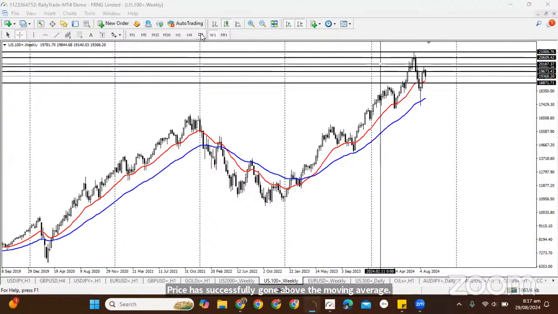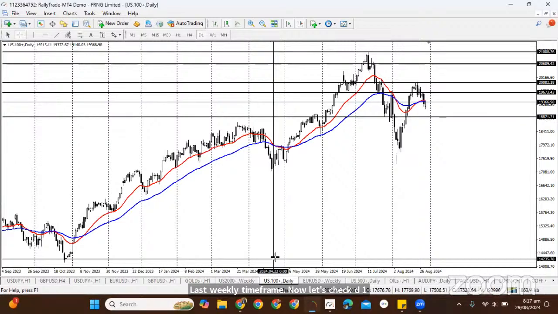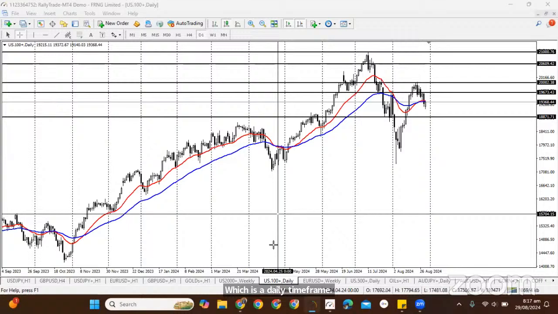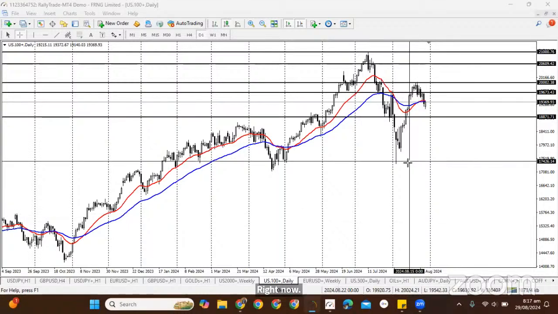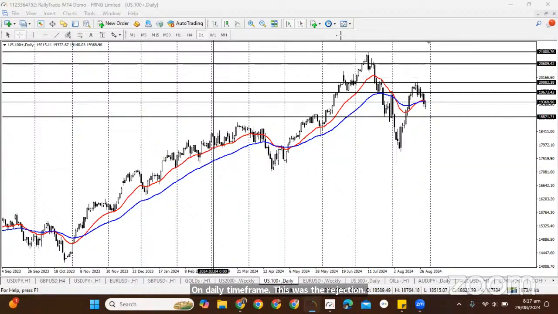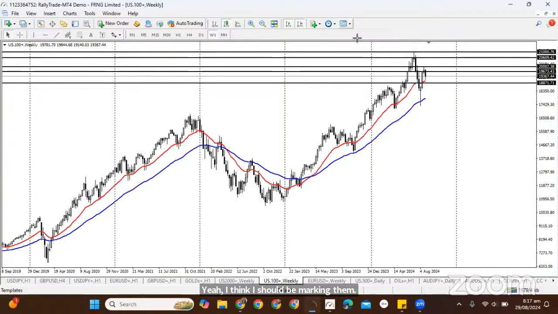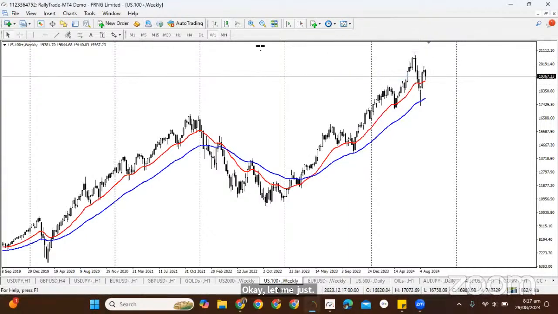That's the weekly time frame. Now let's check D1, which is the daily time frame. Now on the daily time frame, this was the rejection. I think I should be marking them. Let me just do something. Mark, yeah. All right, so weekly time frame.